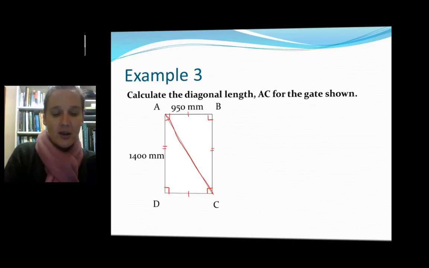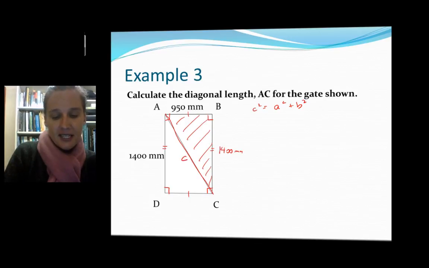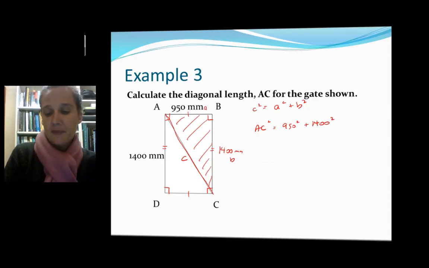We can look at our triangle ABC here. This length is this one, so here we have 1400 millimeters for this length here. Now we have 2 sides and our right angle. So we know here c squared equals a squared plus b squared. This is our C, we have our A and our B. So here our length AC squared is equal to 950 squared plus 1400 squared.